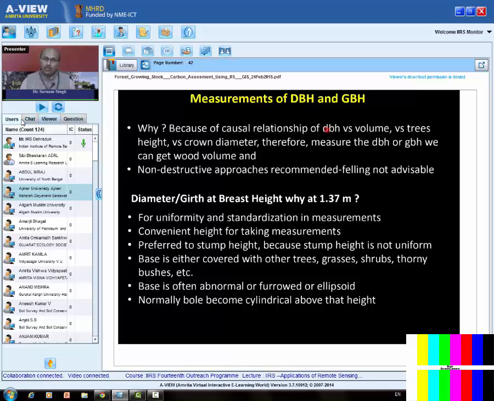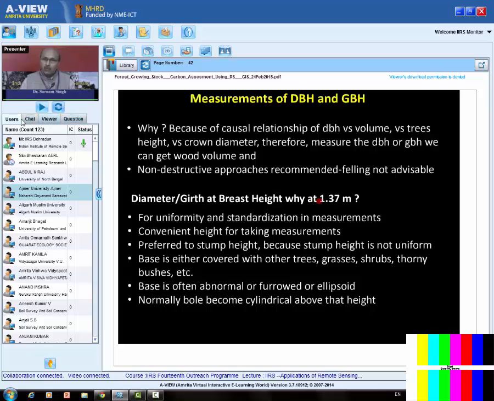That means you can correlate: if you know the DBH, you can find out the volume. If you know the height, you can find out the volume. Or if you know the height, you can find out the DBH. Any one of these you can find out if you know one thing. So that's why measurement of these things is very easily done and without any destruction in the forest ecosystem. So we are not looking to destroy anything.